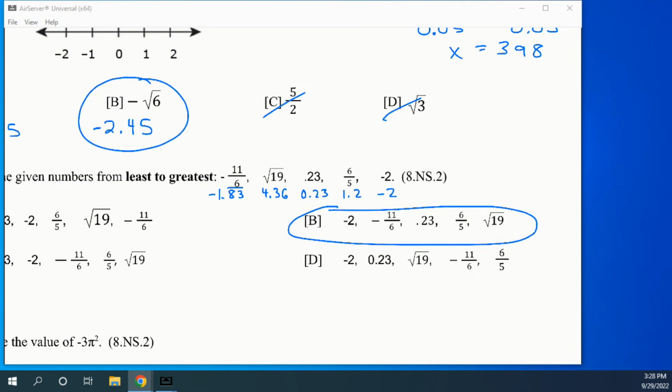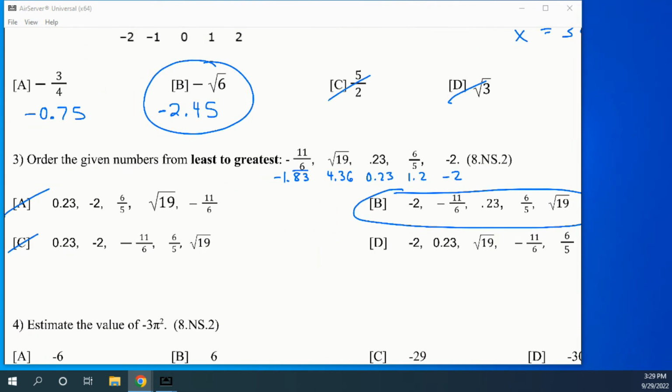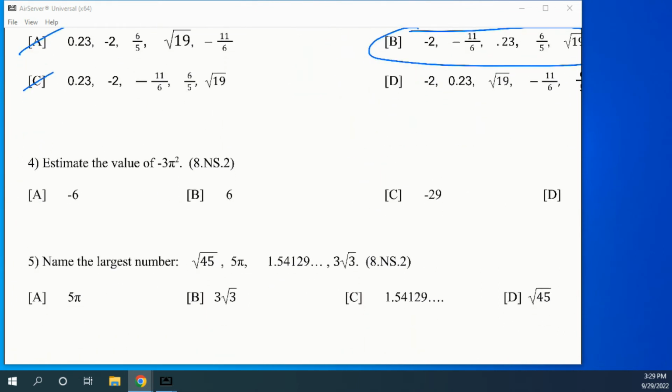What I'd recommend is doing what I did here at the beginning, just getting your decimal form in those numbers so you can more easily compare them. All right? That is 3. Number 4, estimate the value of negative 3 pi squared.